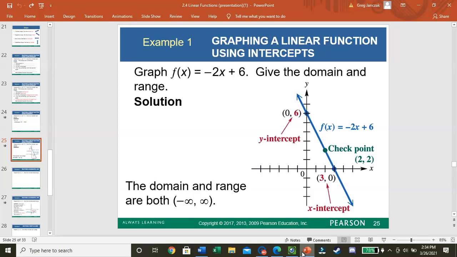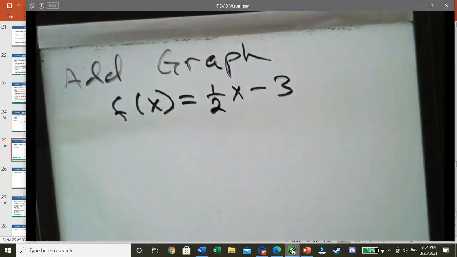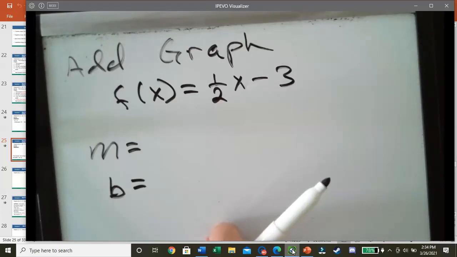And we want to graph f of x equals 1/2 x minus 3. Okay, so we're going to graph this one out. We have to identify the slope, and we have to identify the y-intercept.